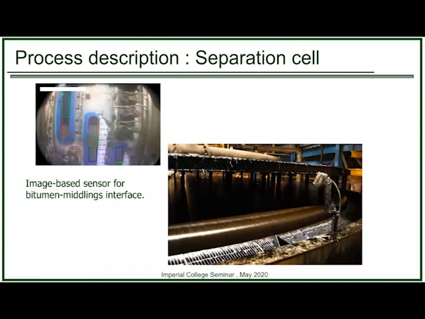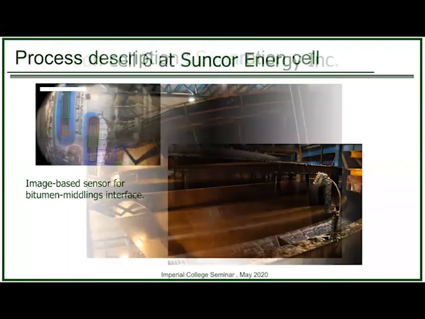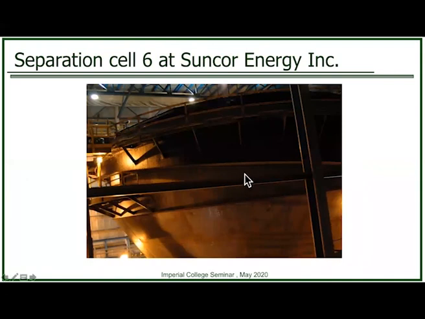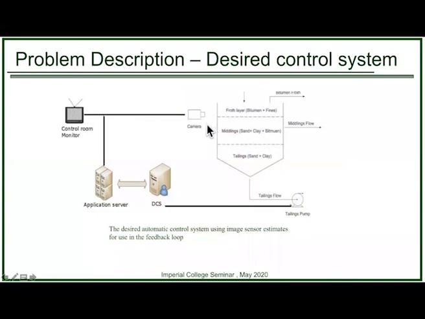The lighter bitumen froth overflows from the top of the separation cell, and it is transported for further processing. Here is the picture of the tank. This is a very large conical tank, 60 feet in diameter, 64 feet high, and each tank processes over 100,000 barrels of oil a day. So we developed a soft sensor for this. I'll show you the details and use that information for feedback to manipulate the tailings pump speed.